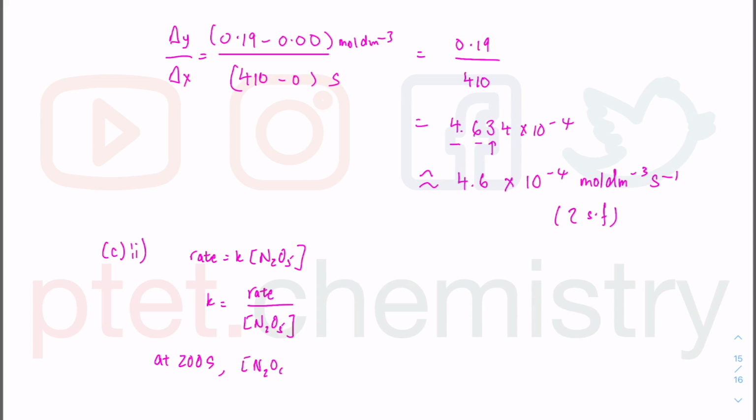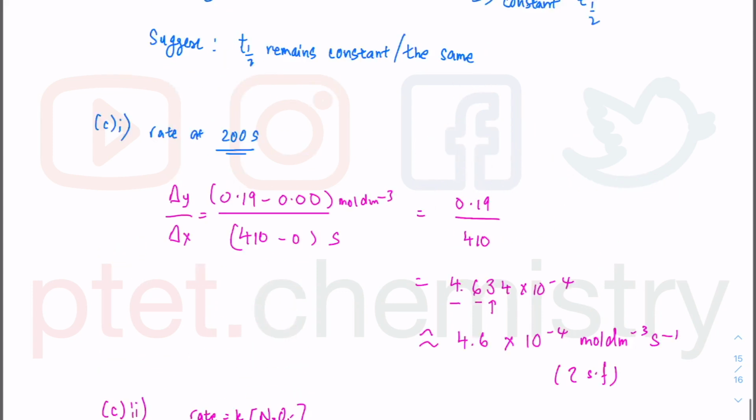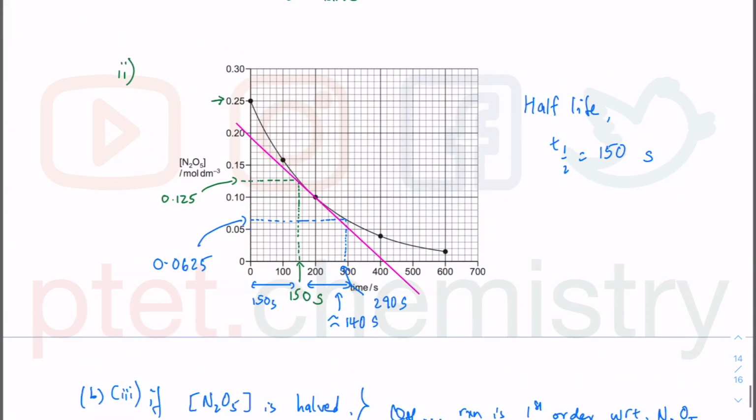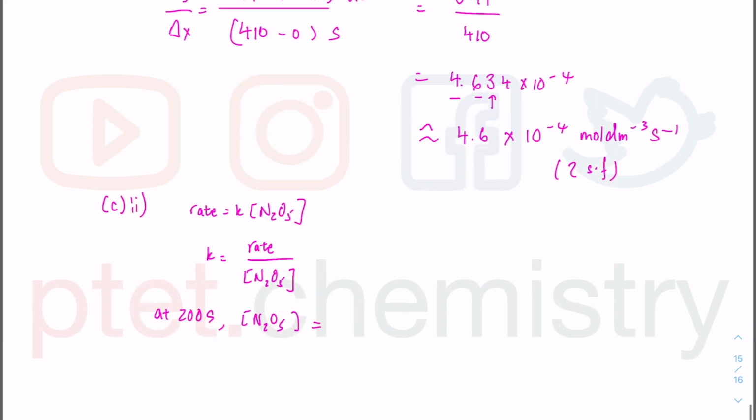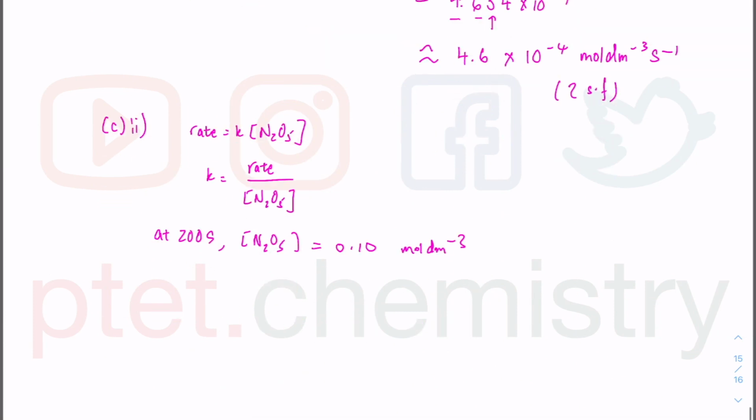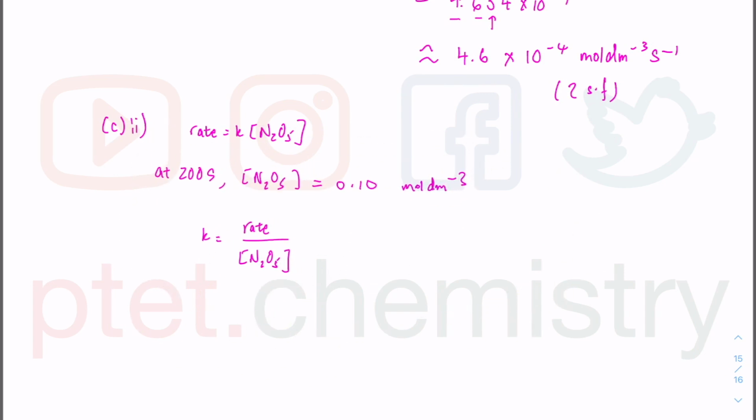The concentration of N2O5 at 200 seconds, reading from your graph, so this is the point there, at 200 seconds, the concentration of N2O5 is 0.10 mole per dm cubed. So 0.10 mole per dm cubed. I have my expression there, so I will just move it down there and go up there. So now I am ready to put in everything.